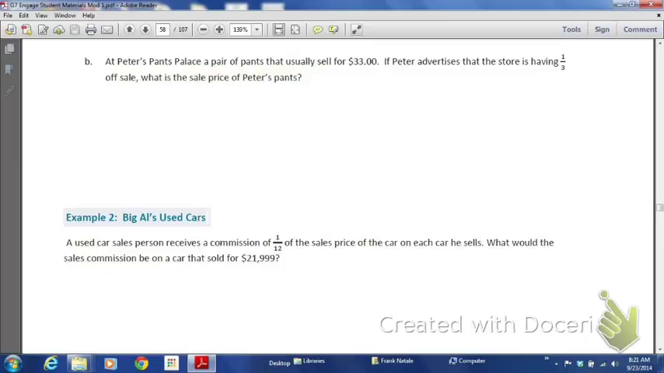Okay, so let's go ahead and do it in method 2. We're using our same numbers. And remember, in method 2, we are going to multiply our discount rate by the price. We have our original price again, which is $33.